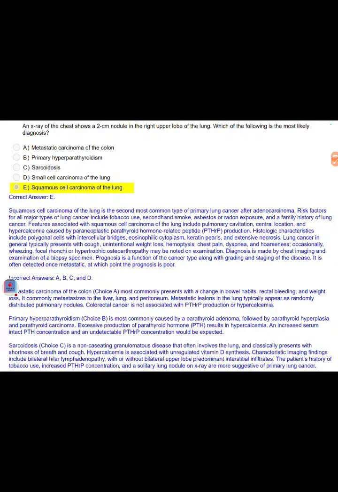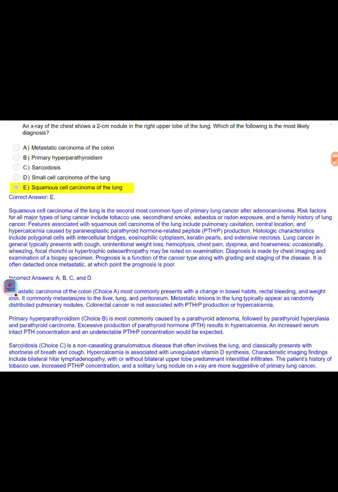Squamous cell carcinoma of the lung is the second most common type of primary lung cancer after adenocarcinoma. Risk factors for all major types of lung cancer include tobacco use, second-hand smoke, asbestos or radon exposure, and family history of lung cancer. Features of squamous cell carcinoma of the lung include pulmonary cavitation, central location, and hypercalcemia caused by paraneoplastic parathyroid hormone-related peptide production. Histologic characteristics include polygonal cells with intercellular bridges, eosinophilic cytoplasm, keratin pearls, and extensive necrosis.